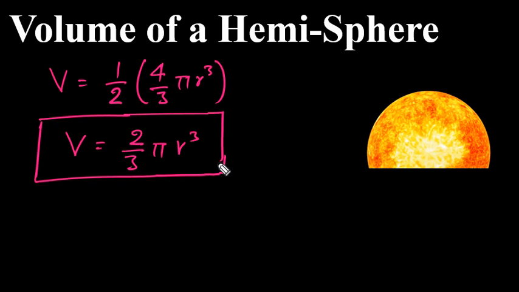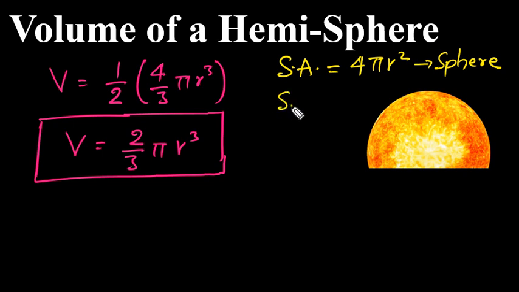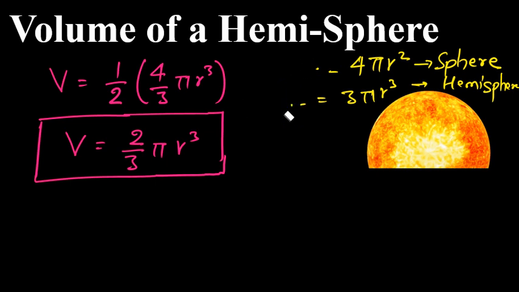Now, do you remember the surface areas? So let me just recall the surface area of a sphere and hemisphere. The surface area of a sphere is 4 pi r squared. That is for sphere. And surface area for hemisphere will be 3 pi r squared. So you can watch the previous video if you don't know how to find the surface area, and you will definitely understand that. So let's try this question now.